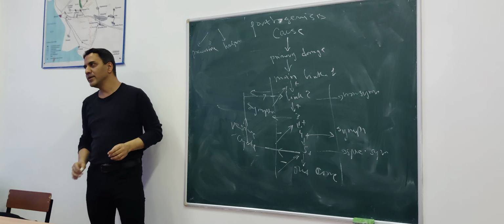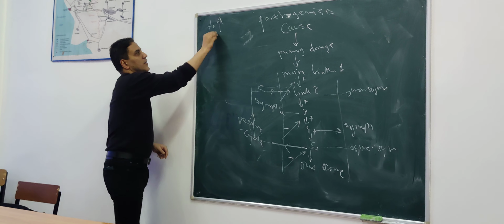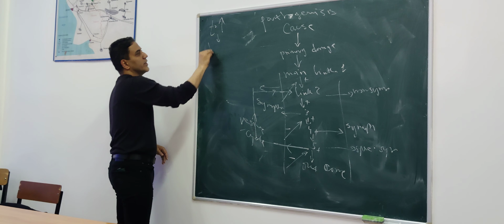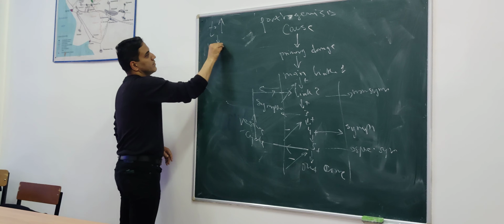Burning, what is the cause? Temperature. Yes, high temperature is causing burning. Then, primary damage, what is it? Burning. Yes? Primary damage is burning. Then, main link. Main link is pain. We will feel pain. It will be heavy pain. Pain impulses will carry into our brain. It will inhibit the vasomotor center.